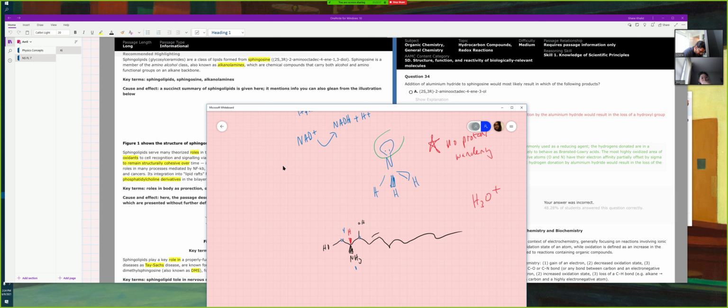Yes, because it's attached to a carbon that is attached to two different things. So that'll be 2, this will be 3. And so it'll go counterclockwise. Oh wait, I was saying that it's S.